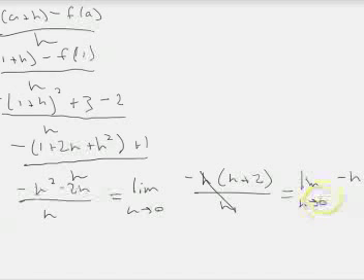and now we can plug the 0 in, and we will get negative 2 as the limit. This limit, or the derivative of that parabola at x equals 1, is negative 2, the rate of change, or the slope of the tangent line to the graph.